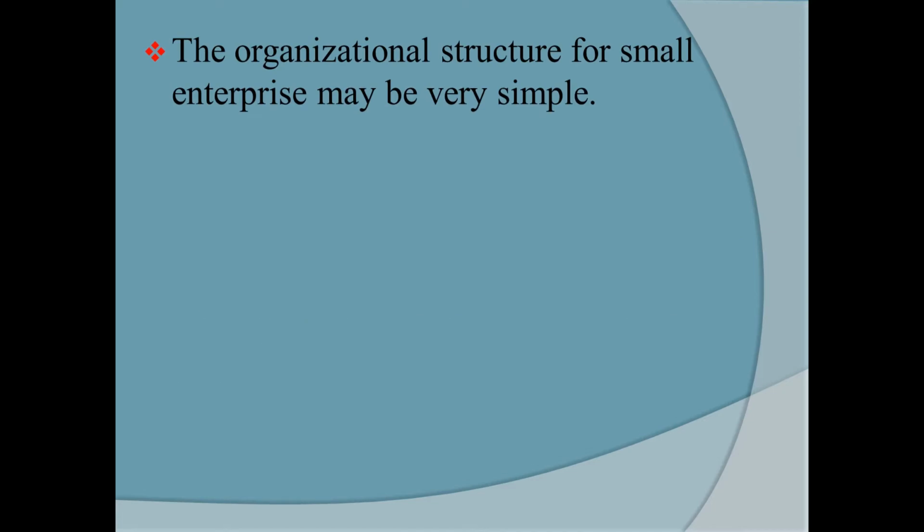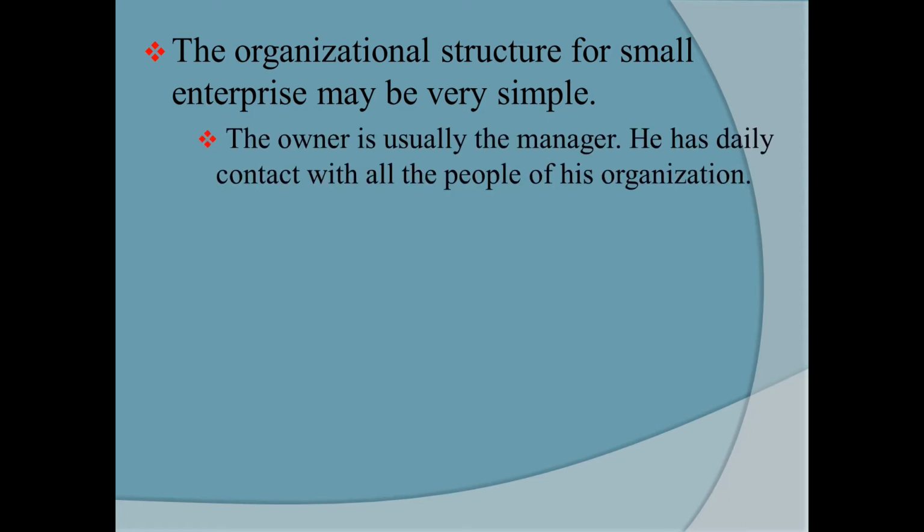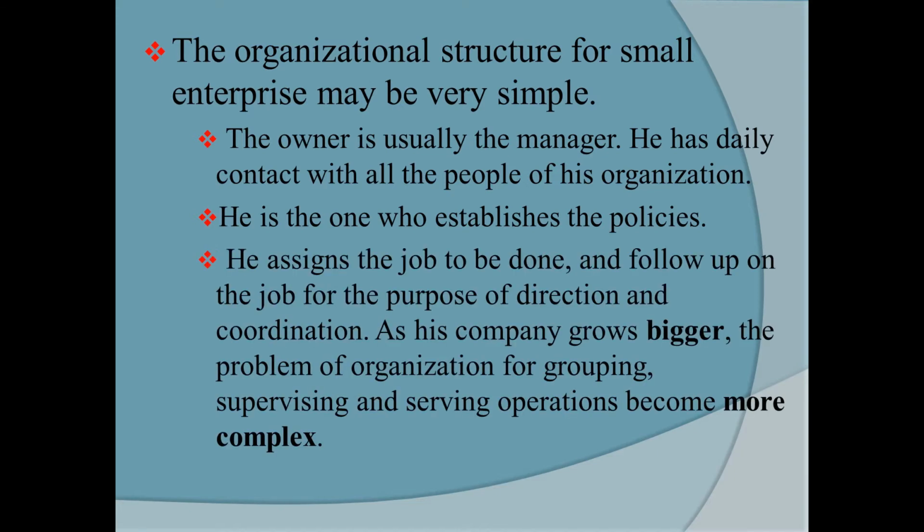The organizational structure for a small enterprise may be very simple, wherein the owner is usually the manager. He has daily contact with all the people of his organization. So the chain of command will be coming from a single entity only. Hence, he is the one who establishes the policies of his organization. He assigns a job to be done and follows up on the job for the purpose of direction and coordination.